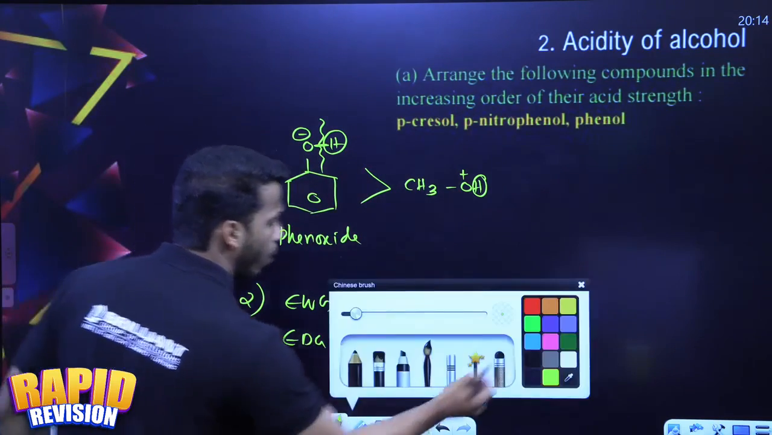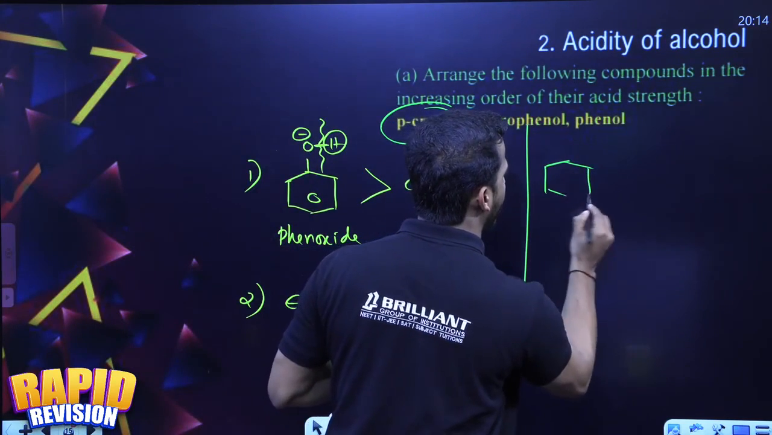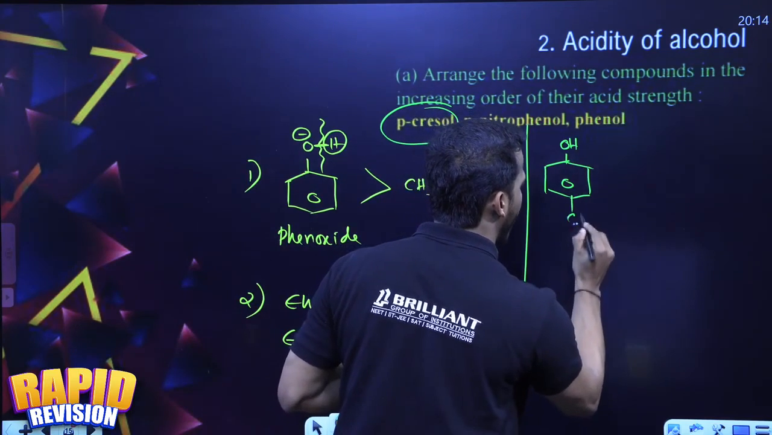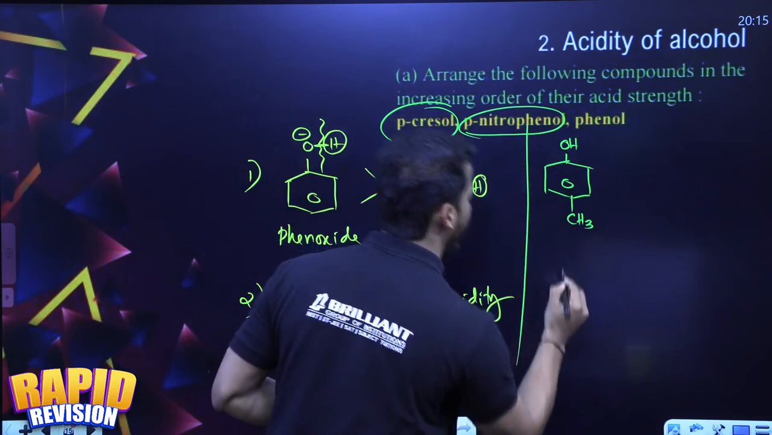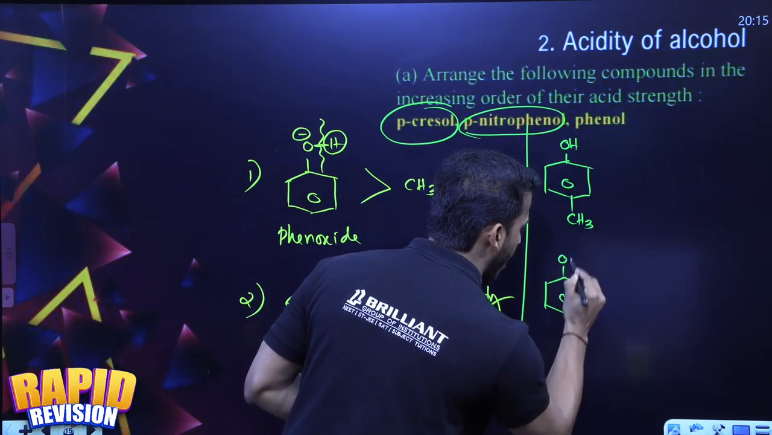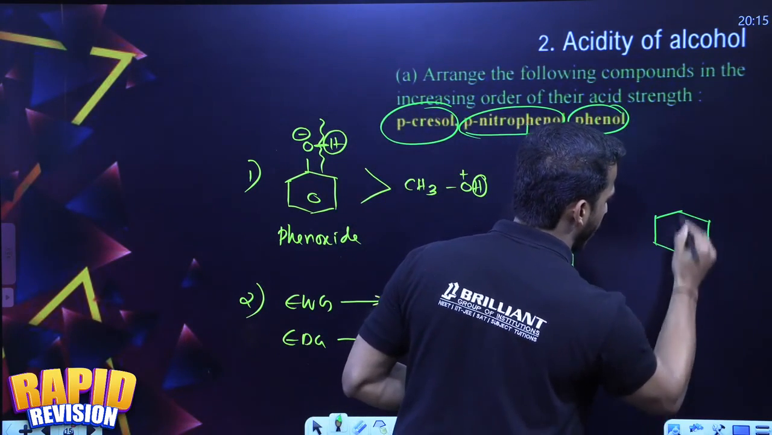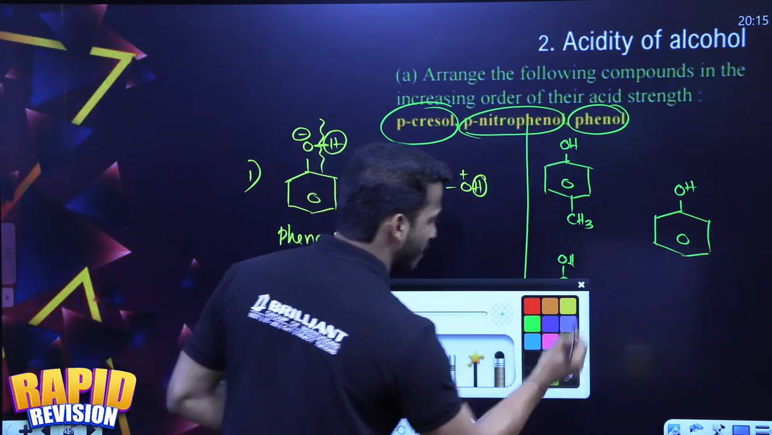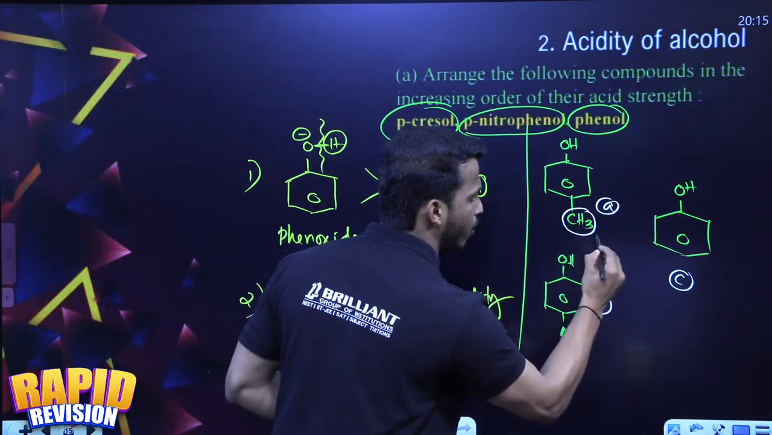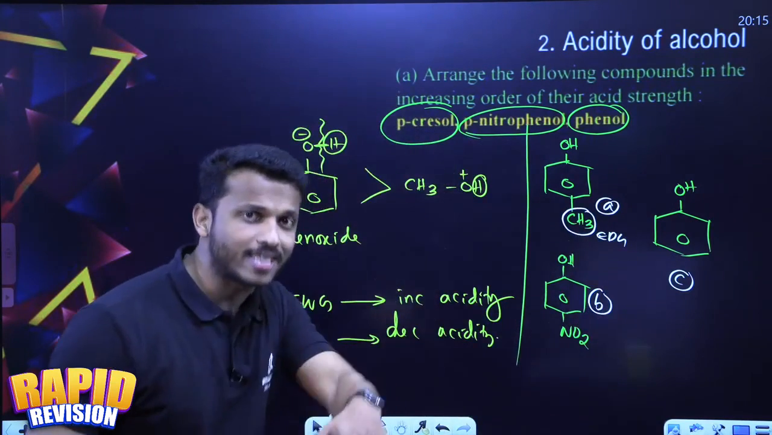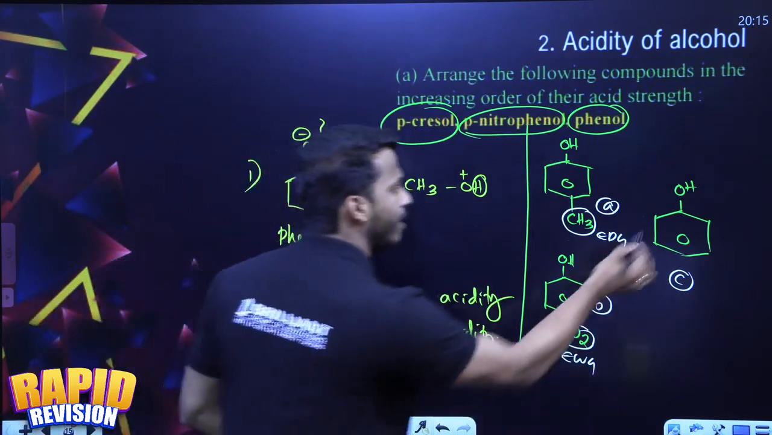Let's go to the question, dear all. What are the compounds given here? First, paracresol. What is paracresol, dear all? This is phenol with a methyl group at the para position. This is called paracresol. What about the second one? Paranitrophenol. This is phenol with a nitro group at the para position. What about the last one? That is simply phenol. It's very simple, dear all. Let us consider this is A, this is B, this is C. A has an electron donating group, so it will decrease the acidity. B has a nitro group, an electron withdrawing group, which will increase the acidity. And this is just a phenol.